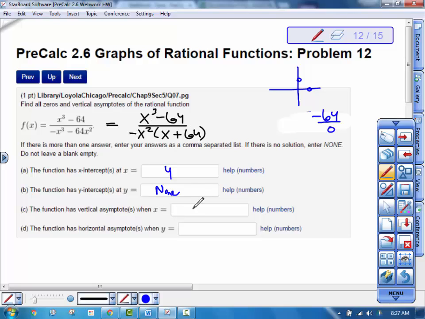The vertical asymptotes occur at zeros at the bottom, so that'd be 0 and negative 64. And then horizontal asymptotes, since the exponents are the same in the top and the bottom, those are ratios of the leading coefficients, so that'd be 1 over negative 1, which is just negative 1.